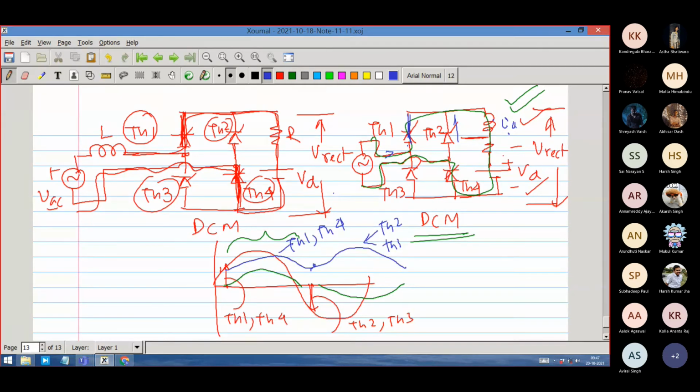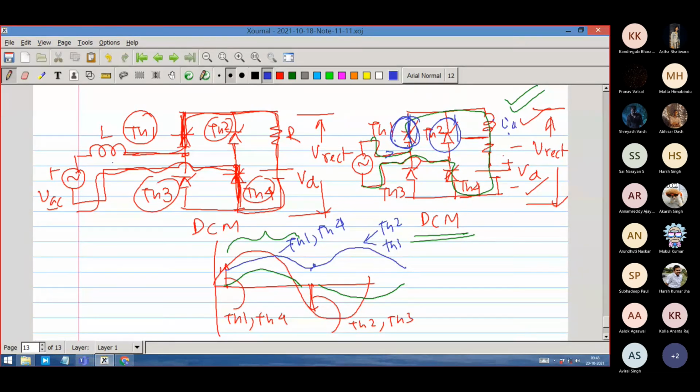abnormal here, because the moment you turn on TH2, immediately TH1 turns off. So the circuit is stable. The circuit is just taking another path. The current is simply taking another path. However, if there is an inductor at the input side, you see that is not happening. The current is continuous. I'm talking about the CCM mode.